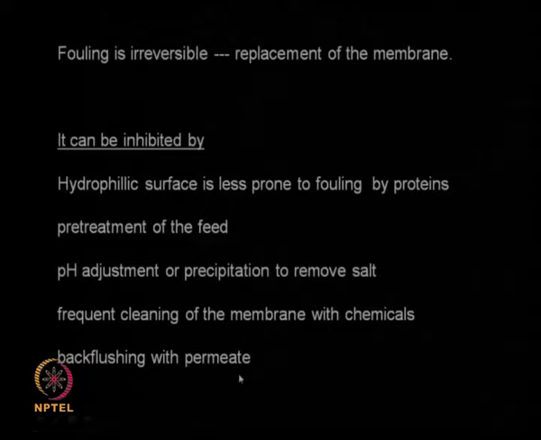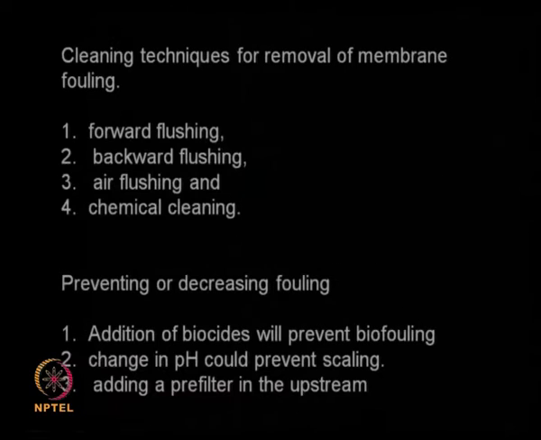Then we can do a back flushing, that means we can send the feed from the opposite direction so that whatever fouling has taken place will get dislodged and removed from the surface of the membrane. So there are many ways by which we can do a flushing. We can do a forward flushing, we can do a backward flushing, we can use air flushing, that means we can just pass air so that the foulants that have settled get dislodged. We can use a chemical cleaning, so all these can be done.